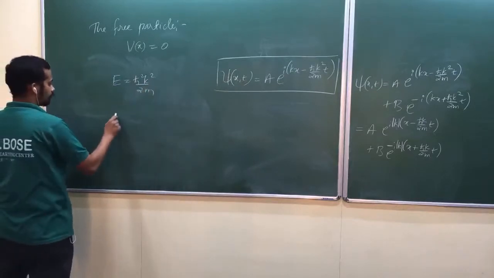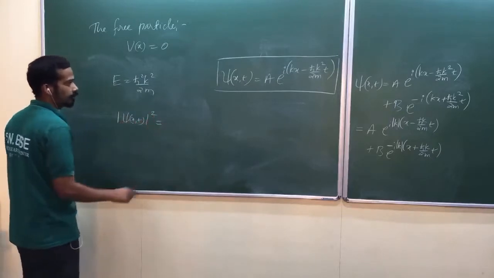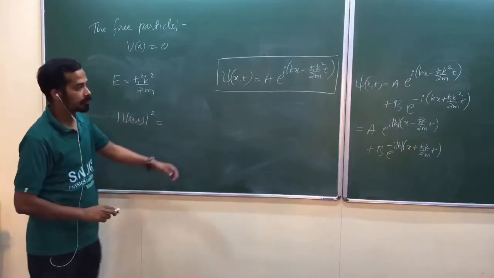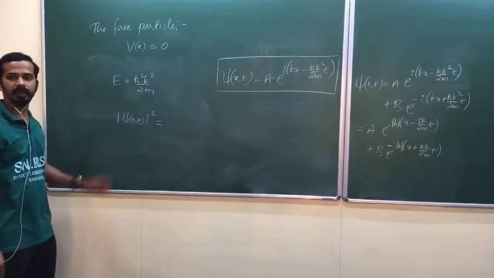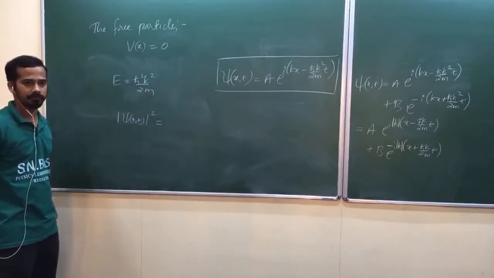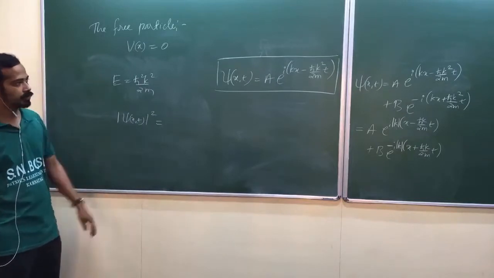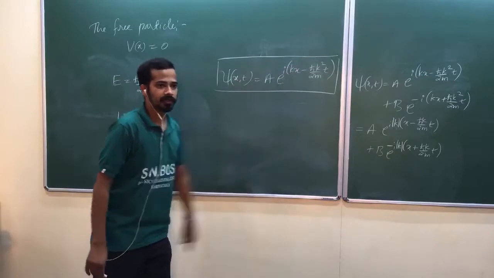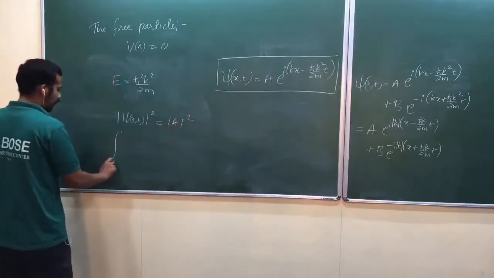Now look at here. What is mod psi square? Can you normalize this one? What is the range of interest? Minus infinity to plus infinity, isn't it? What is mod psi square? E power i, e power minus i will come, the exponential factor goes, mod A square. Try to normalize.